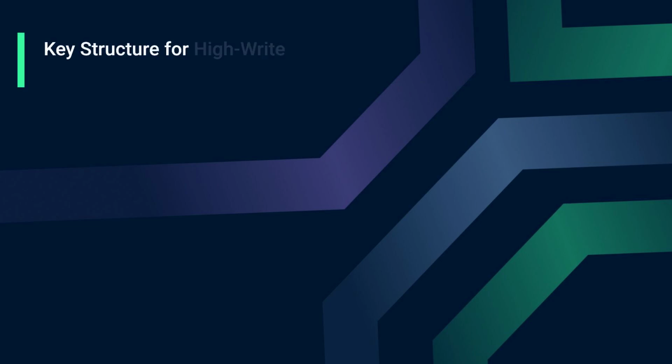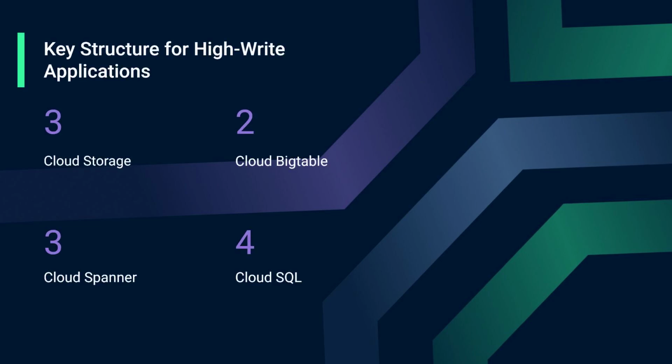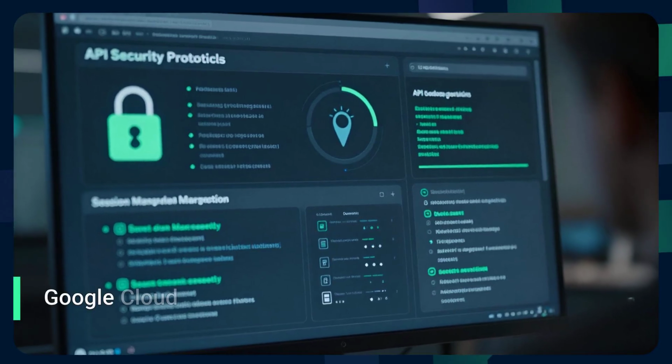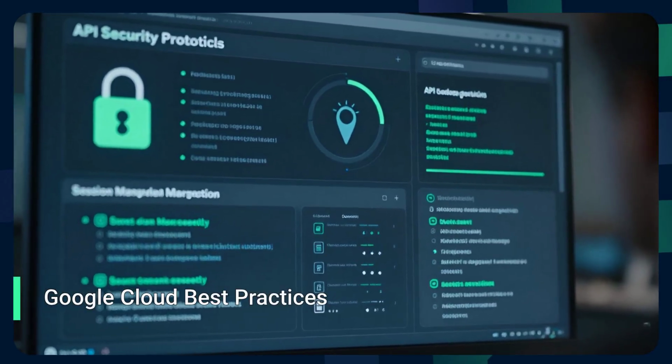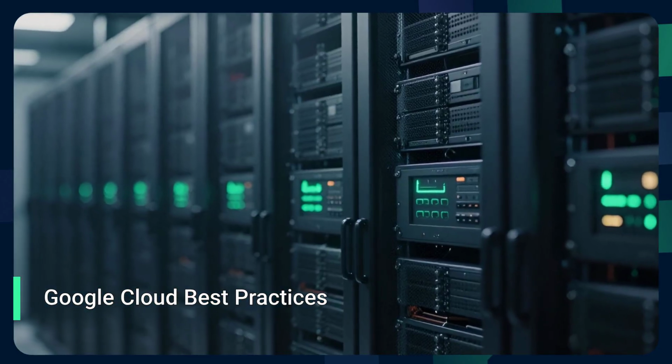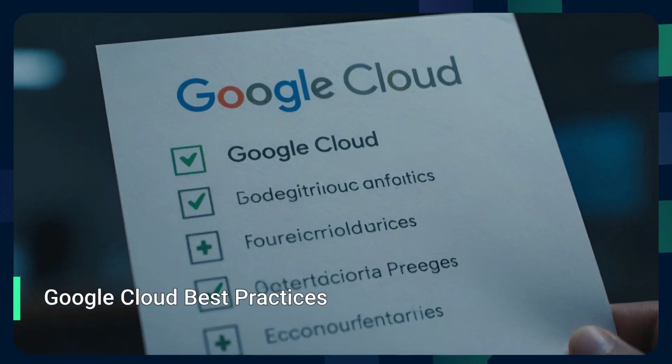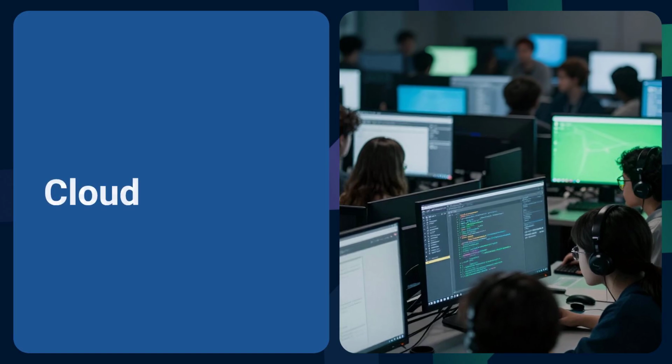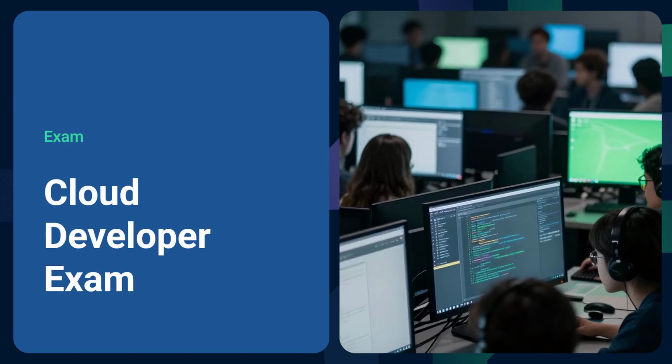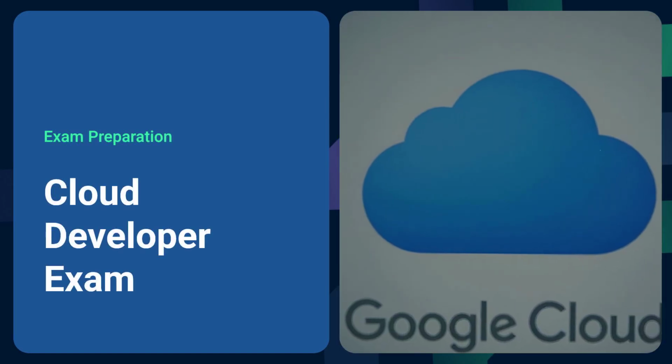I'll use cloud storage, cloud Bigtable, cloud spanner, and cloud SQL to define a key structure for high-write applications. Set session lengths, deploy and secure API services, and learn about caching, graceful shutdown, and Google Cloud best practices. This course is one of a collection that prepares learners for the Google Professional Cloud Developer exam.